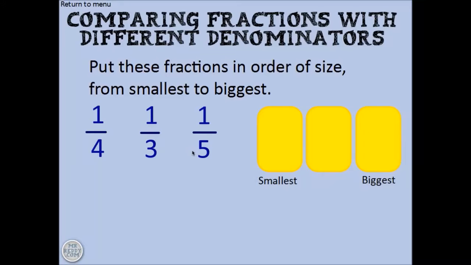Put these fractions in order of size from smallest to biggest. Now, this is where all the numerators are the same, but the denominators are different. And you might be thinking from the previous example, well, I'll just choose the smaller number and that will be my smallest, and the bigger number will be my biggest. But we really need to understand what's going on.